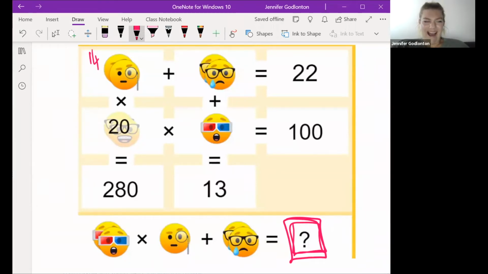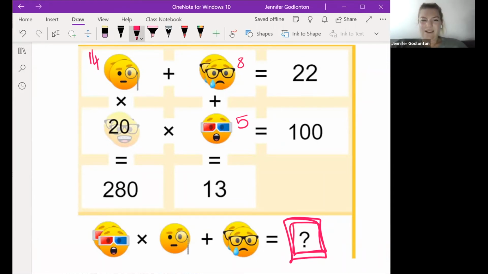So the first thing that I did, I divided 100 by 20, which then got me 5 for the dude with the two colored glasses. And then I minus 5 from, oh wait, I forgot what I did now. The 13 minus 5. Yeah, no, sorry. I then took 280 and divided it by 20, which then got me 14. And then I took 22 and subtracted 14, which then gave me 8.